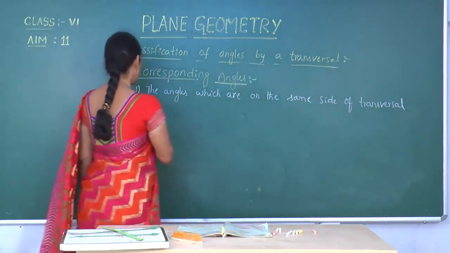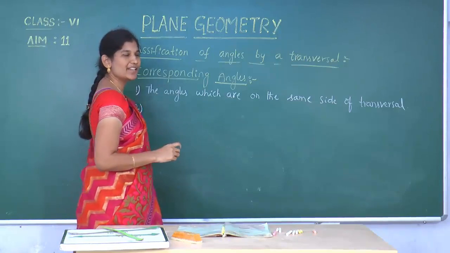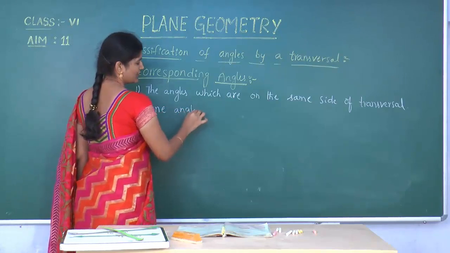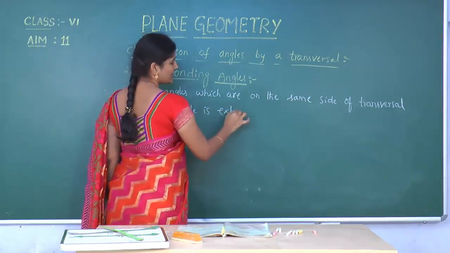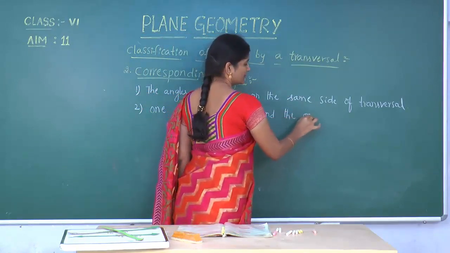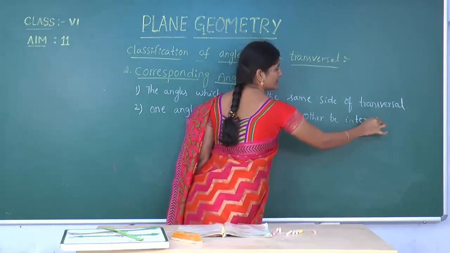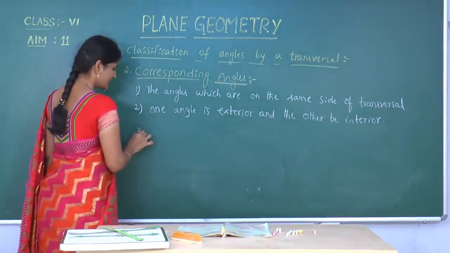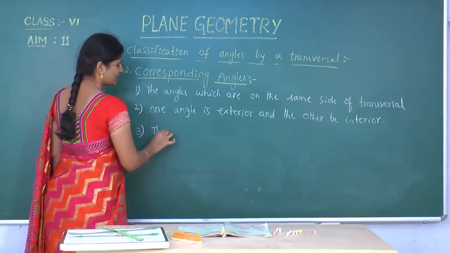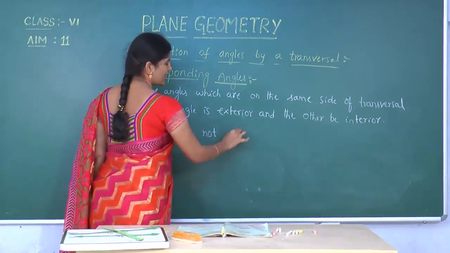And the second point is one should be exterior and one should be interior. One angle is exterior and the other should be interior. And the third point is they are not adjacent angles. They are not adjacent angles.